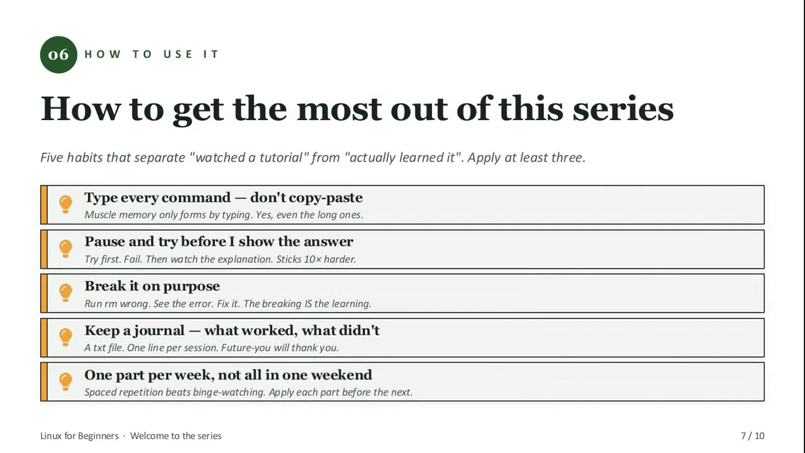Once your environment is ready, how you use this series matters more than how fast you move through it. Type every command by hand. Copy-paste teaches your clipboard, not you. Pause before I show the answer and break things on purpose. Run rm wrong. Read the error, fix it. Keep a plain text journal, 1 line per session. And pace yourself. 1 part a week, applied, beats the whole thing in a weekend.